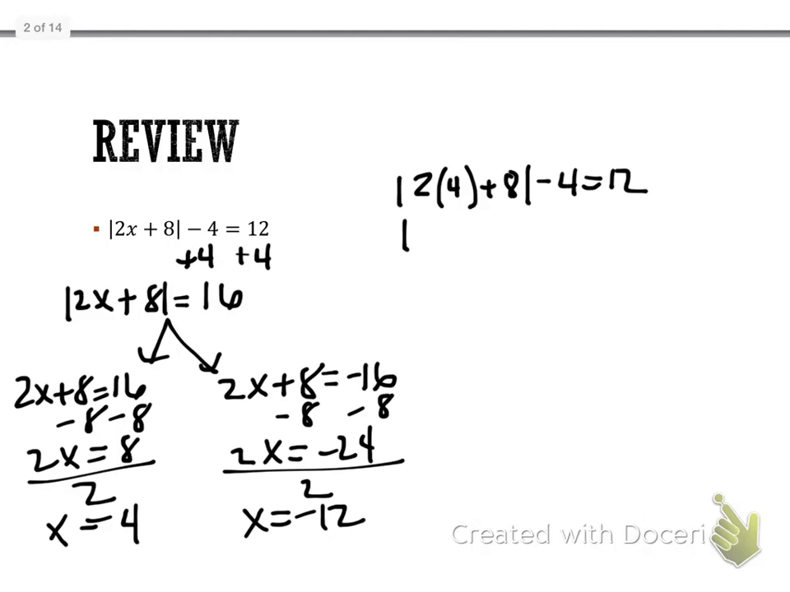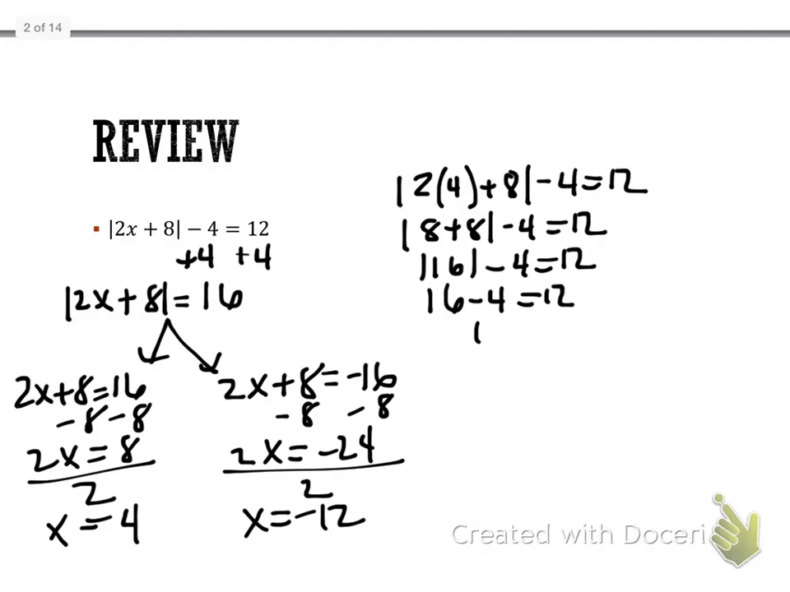So we work the inside, so 2 times 4 is 8, 8 plus 8 is 16. The absolute value of 16 is 16. 16 minus 4 is 12, and 12 equals 12, so that one was good. So now let's check the other one.